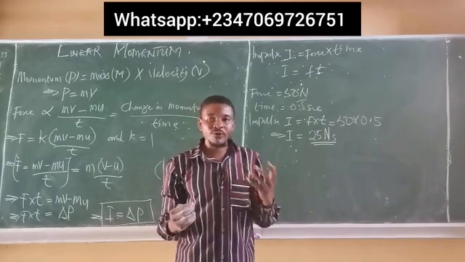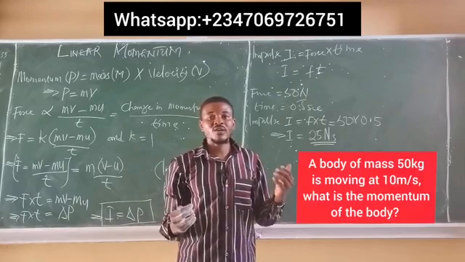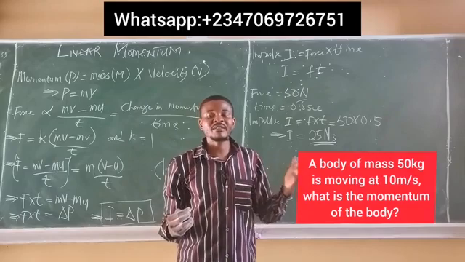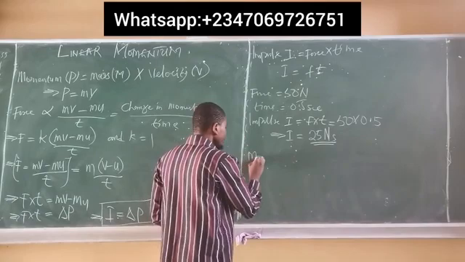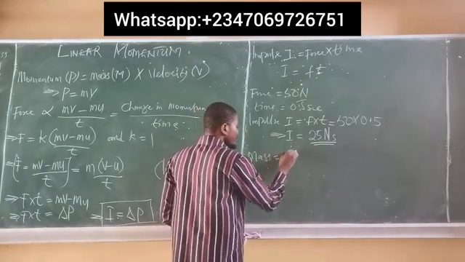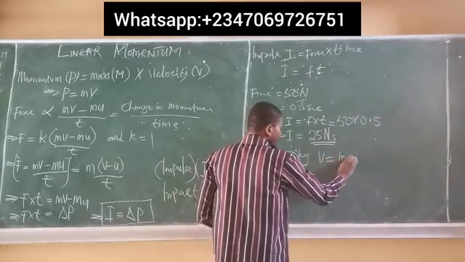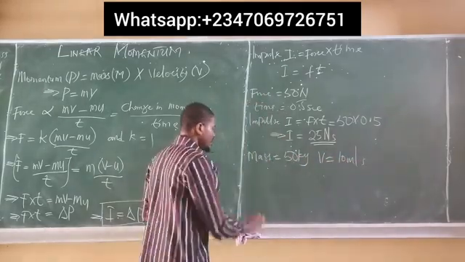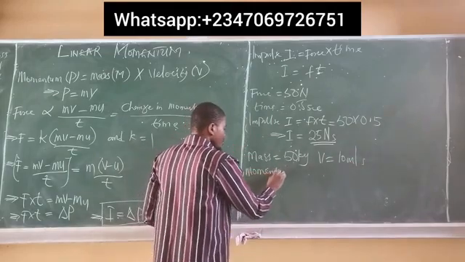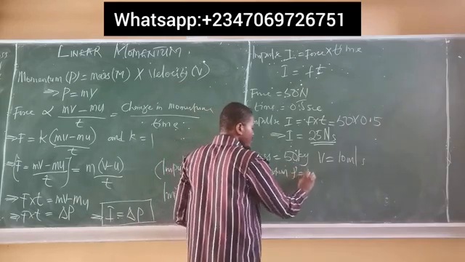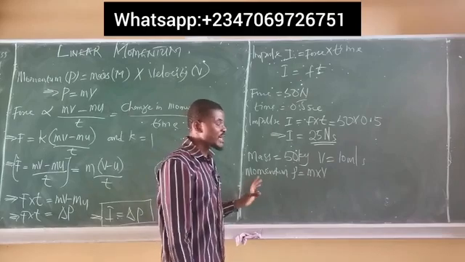Now, let's consider a few other examples and see. Let's say we are given a mass of 50 kg of a body moving at 10 meters per second. What is the momentum of the body? So you have mass equal to 50 kg, moving at a speed v of 10 meters per second. Now, what is the momentum? Okay, so momentum P, remember, is what? Mass times velocity.